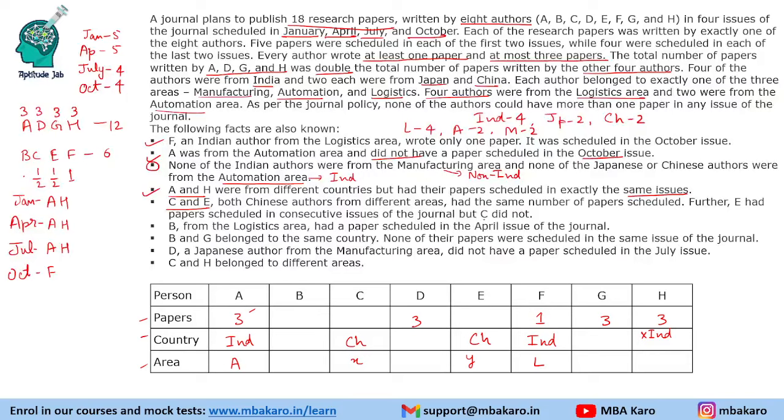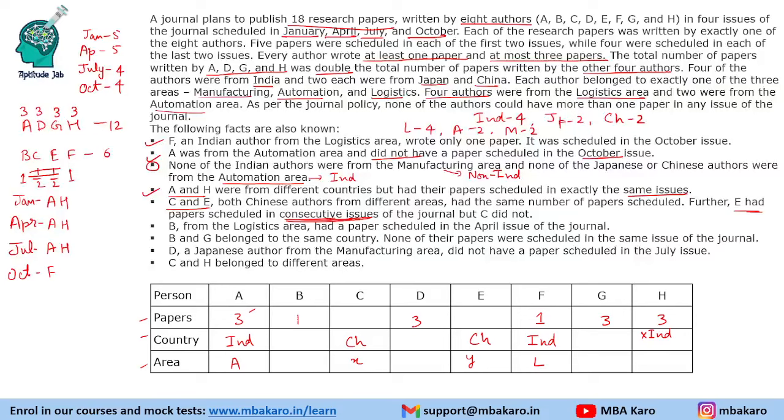Now further we are given that E had papers scheduled in consecutive issues. If E has papers in consecutive issues, that means E had multiple papers. Consecutive means multiple papers. So the only possibility is 2 and 2. So B will be 1.